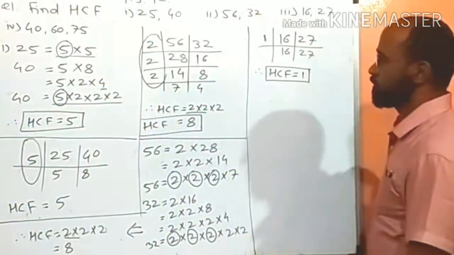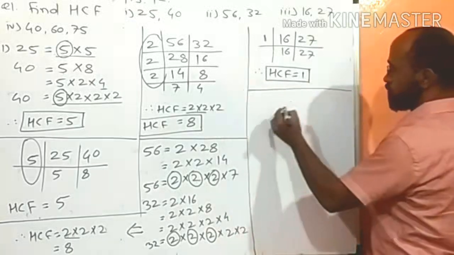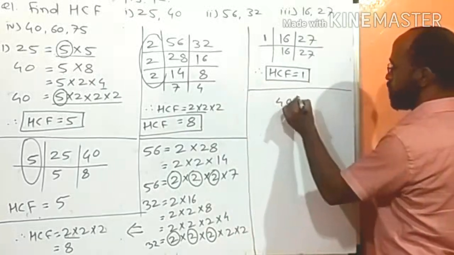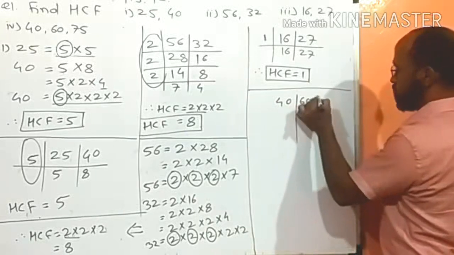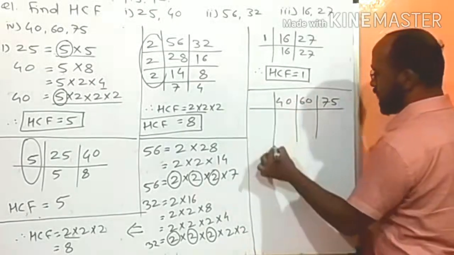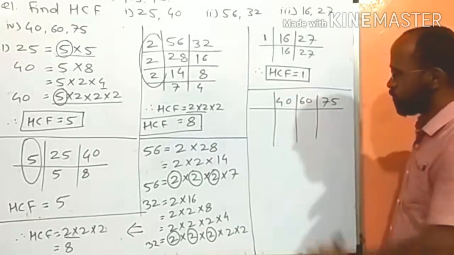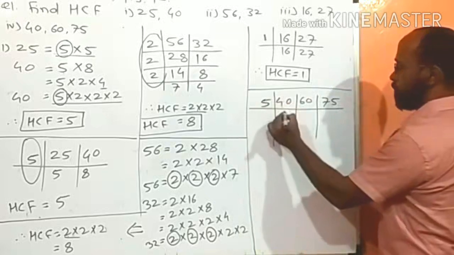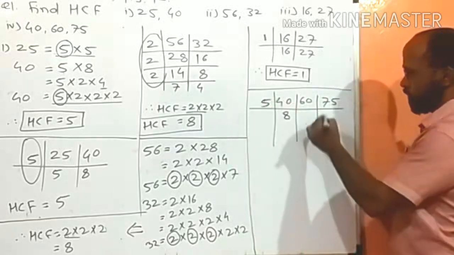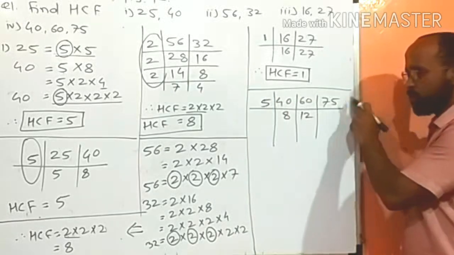Let us see the fourth example. Fourth example is, find out the HCF of 40, 60, 75. Just by observation, students, you can tell quickly all these three numbers are divisible by 5. Right? So let's divide them by 5. 40 divided by 5, 8 5s are 40. 12 5s are 60. And 75 divided by 5.